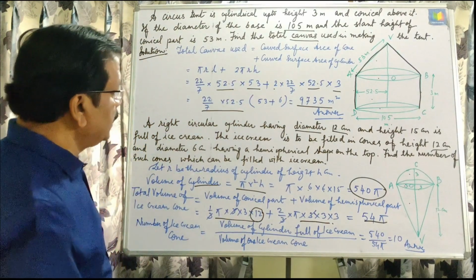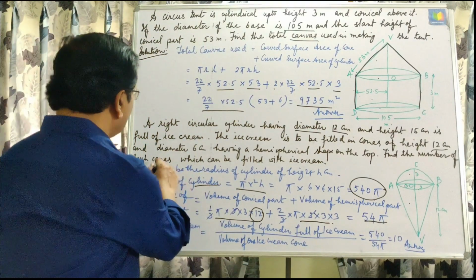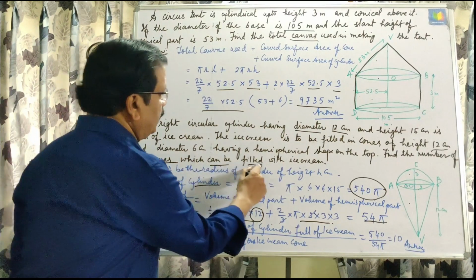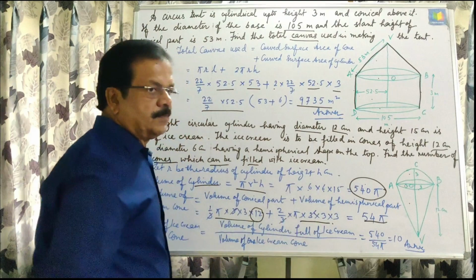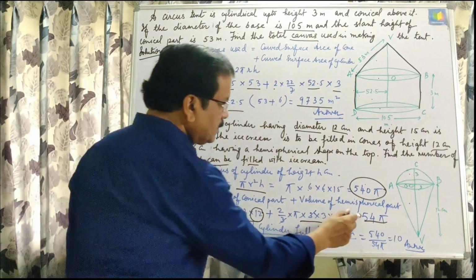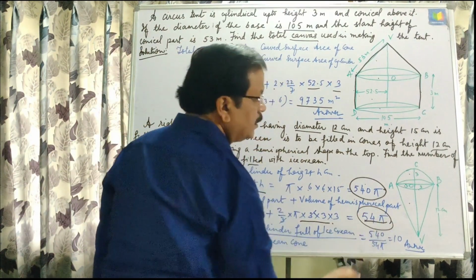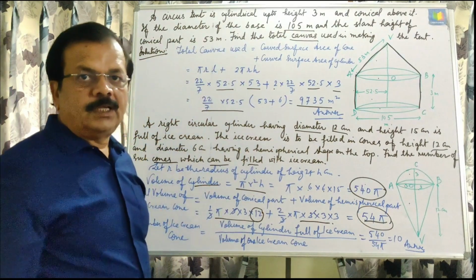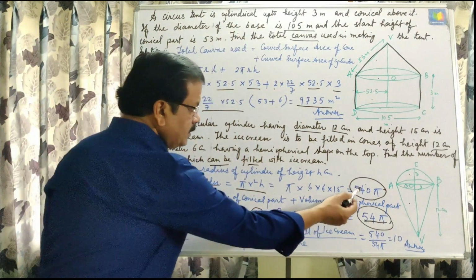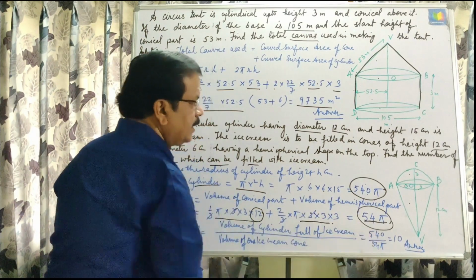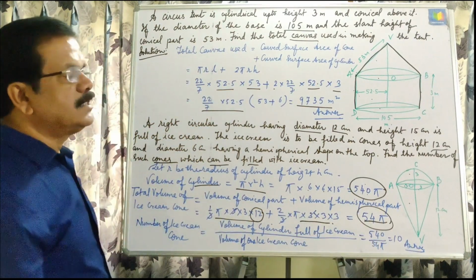Now the question is, find the number of such cones which can be filled with ice cream. We have this much ice cream and this much ice cream is required for filling one cone. Then how many cones are required? And this is obvious, this divided by this, that is 10 cones required, and this is the answer.